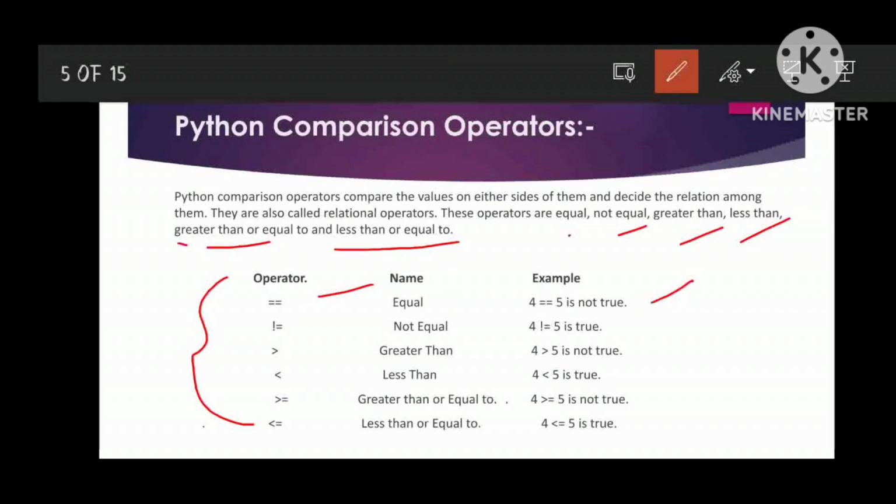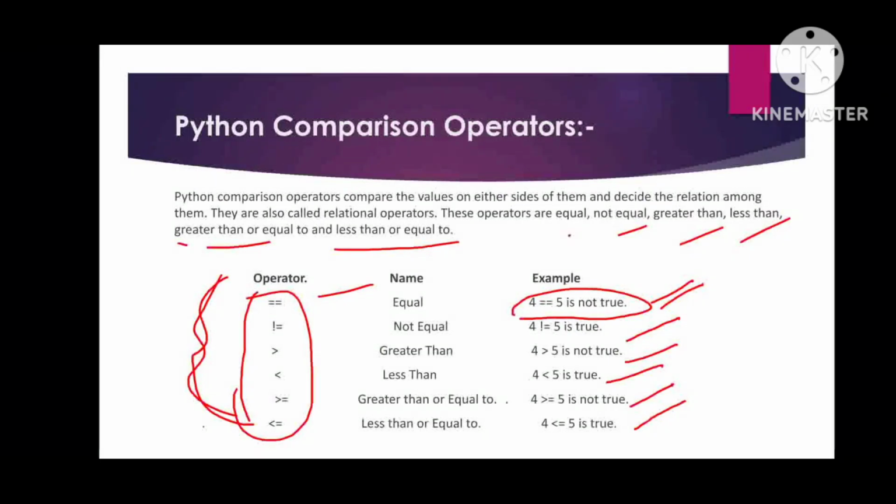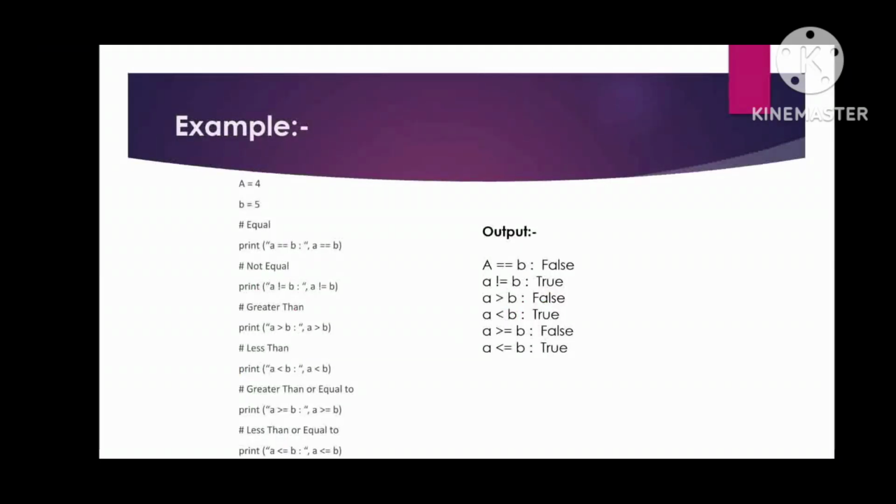First of all, is 4 equal to 5? No, it is not true. And 4 not equal to 5, that is true. And 4 greater than 5, it is not true. 4 less than 5 is true. 4 greater than or equal to 5 is not true. 4 less than or equal to 5, it is true. So these are the Python comparison operators, and these are the symbols for using comparison operators. And now we see one example.